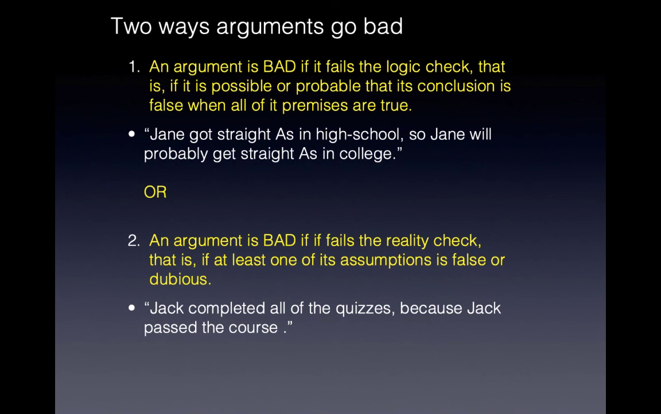Here's an argument. Jack completed all of the quizzes because Jack passed the course. And that's a bad argument because we could imagine Jack passing the course and not completing all of the quizzes. You see, you could have a false conclusion. Jack completed all of the quizzes is false. Right? He missed a quiz. The course could be designed in such a way that you could miss a quiz and still pass the course. For instance, this critical thinking course is designed that way. So just because Jack passes the course doesn't mean he did all the quizzes.